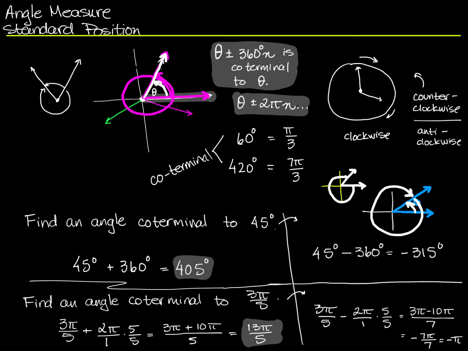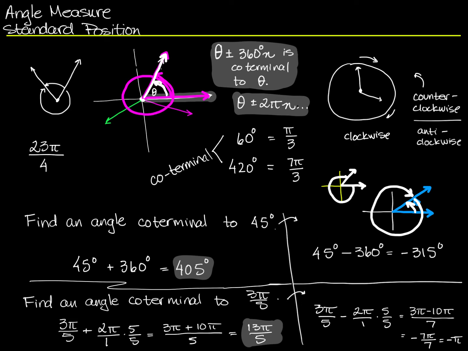So we can either add or subtract, and that's really quite handy because, first of all, if you start with a small angle and you add 2 pi or you add 360 degrees, you could add or subtract 360 degrees or 2 pi multiple times and end up with multiple coterminal angles. Equally, if you subtract multiple times, you can get multiple coterminal angles that way. But what if I give you an angle that's really big?